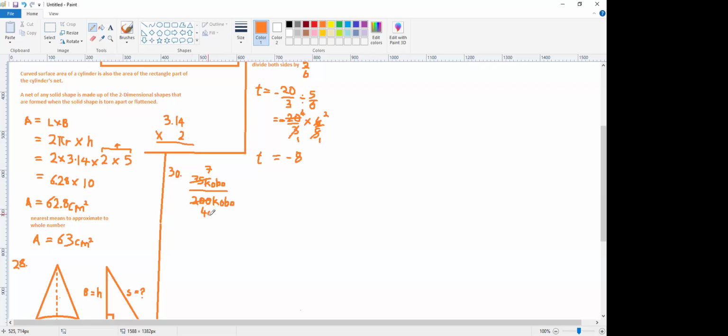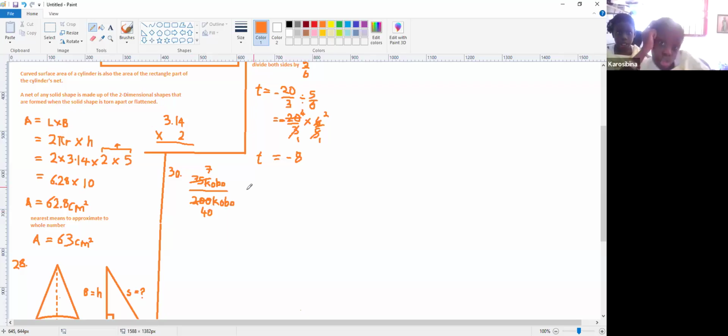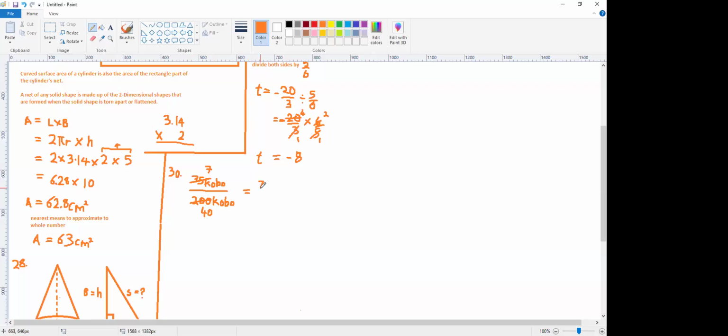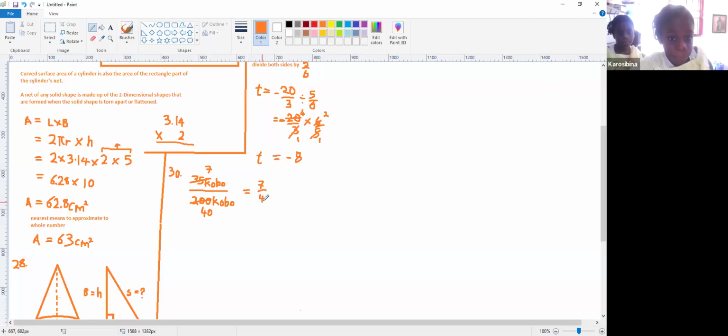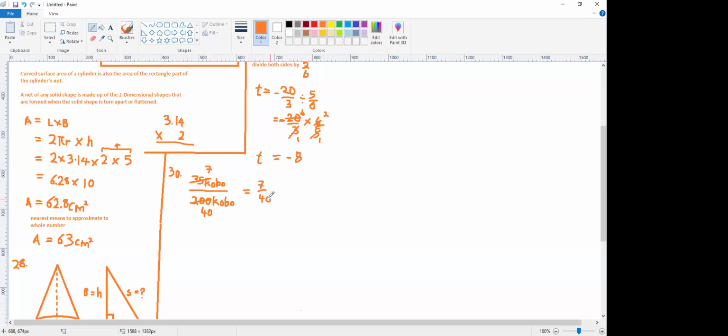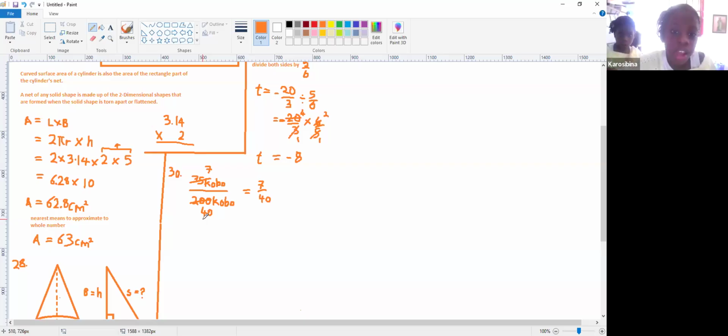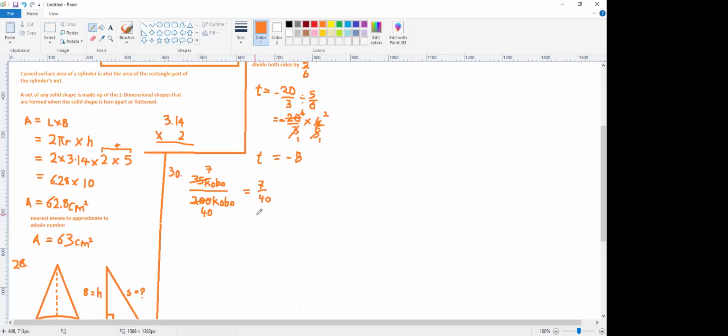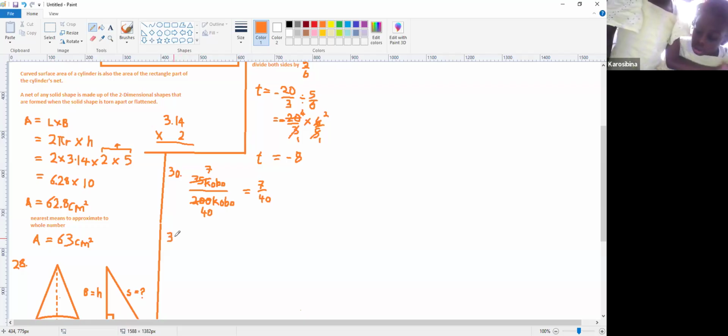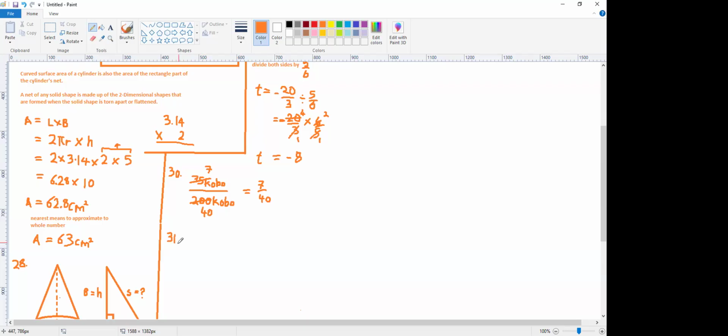Is there any other thing that can go? No, thank you. So the final answer is what? 7 over 40. Did you notice that there's no unit here? Because kobo cancels kobo. Do you know that? Yes, sir. So please write it down in your book like that. It's a very simple question.